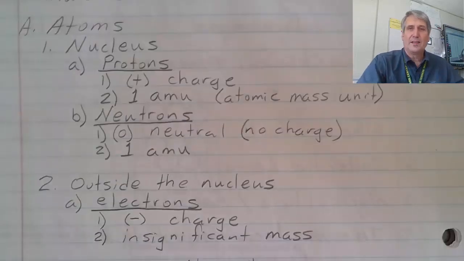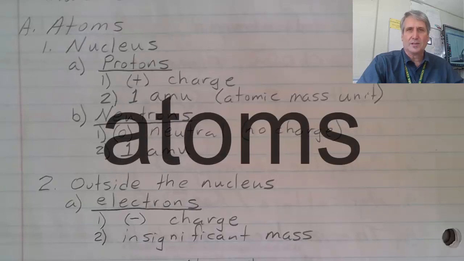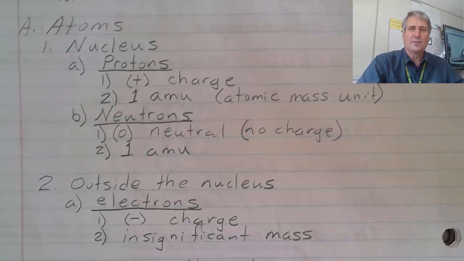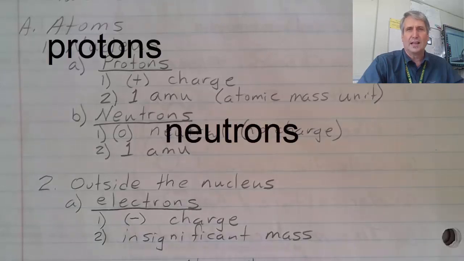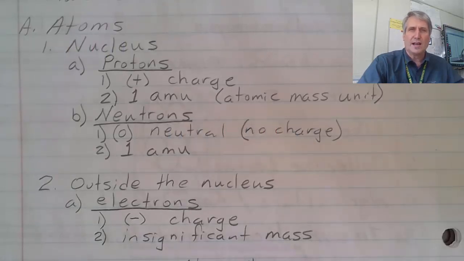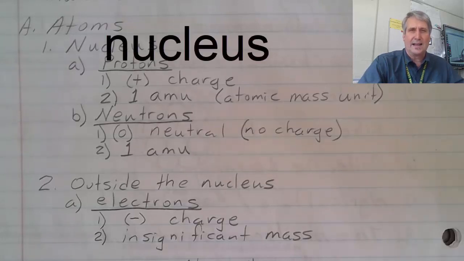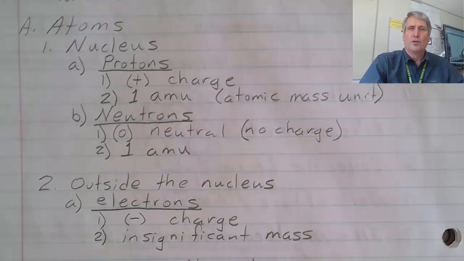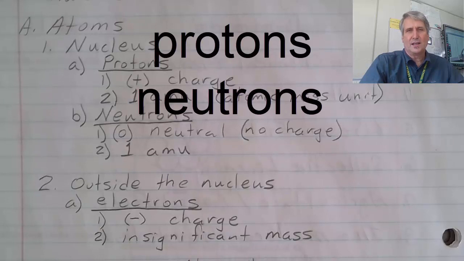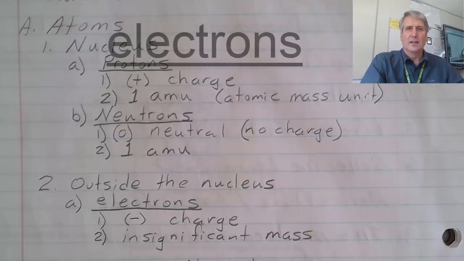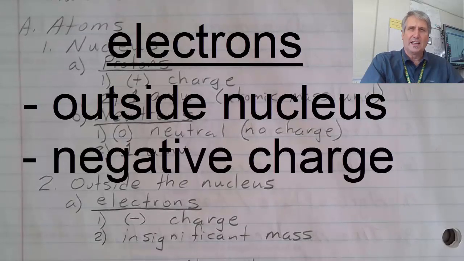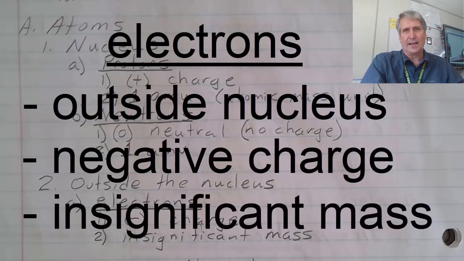To recap, everything in the universe that has mass is made of atoms, so living cells and living things are made of atoms. Atoms are made up of 3 main particles: protons, neutrons, and electrons. The protons and neutrons are found in the dense nucleus of the atom. Protons have a positive charge, while neutrons are neutral. Both protons and neutrons have a mass of 1 atomic mass unit. Electrons are found in the area surrounding the dense nucleus, are negatively charged, and have insignificant mass.